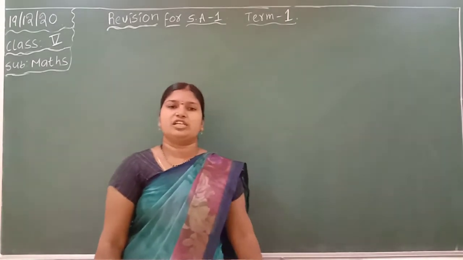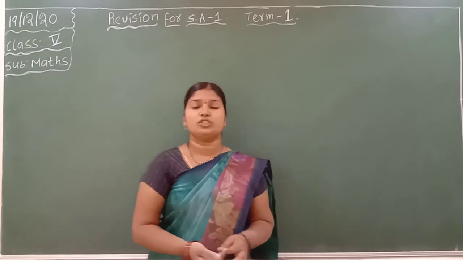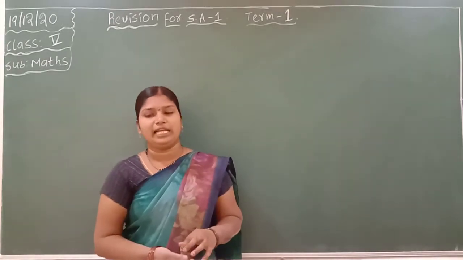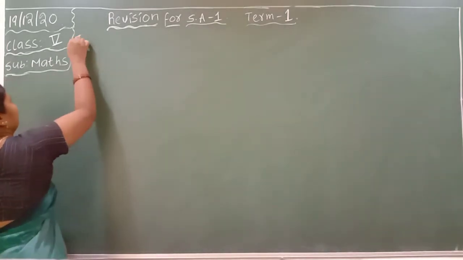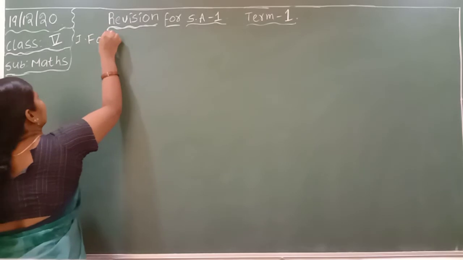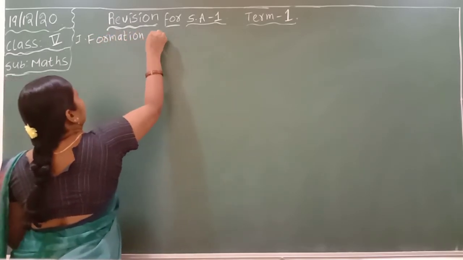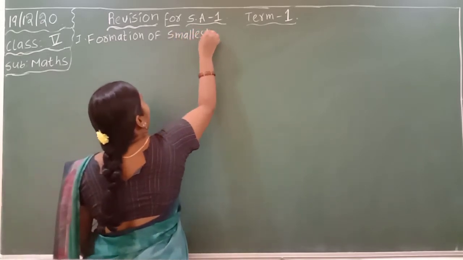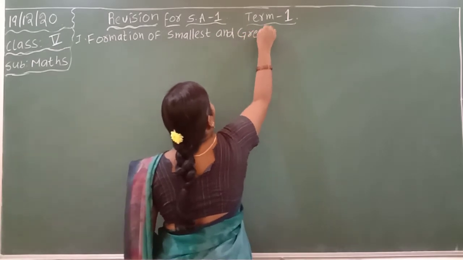Today we are discussing how to form the greatest and smallest numbers using the given digits, without repeating any digits. That is formation of smallest and greatest numbers.